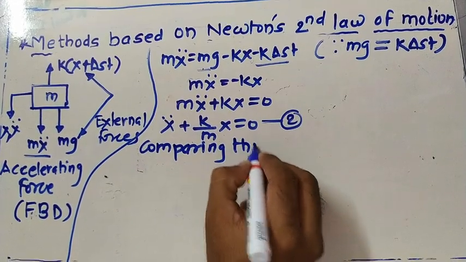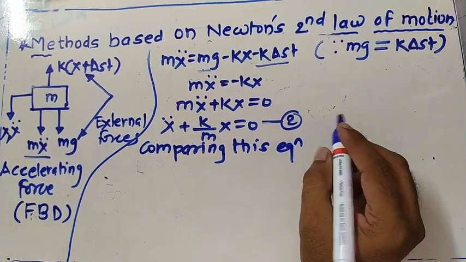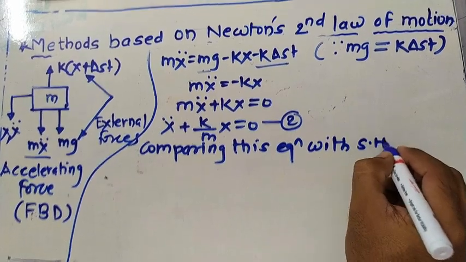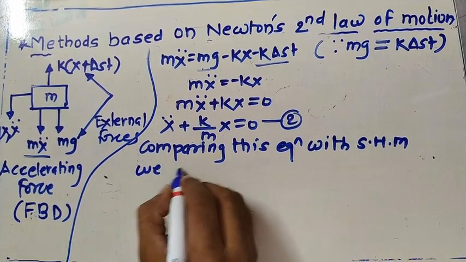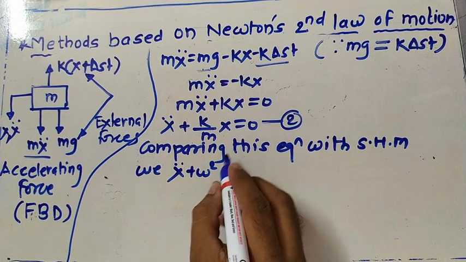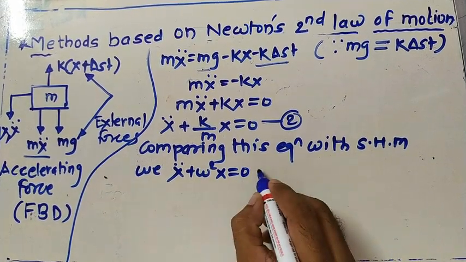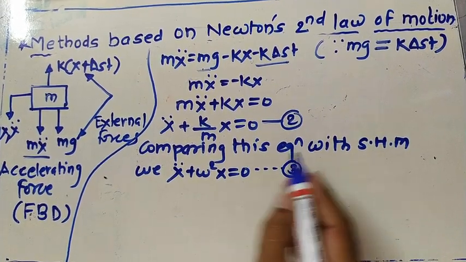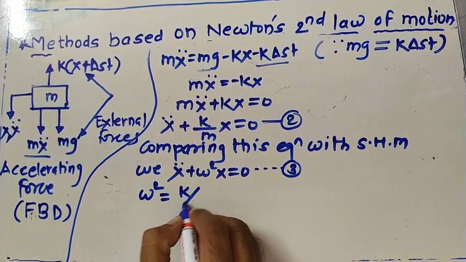Comparing this equation with simple harmonic motion, we know x double dot plus omega square x equals 0, as per our previous discussion, equation number 3. Just compare equation number 2 and equation number 3. What do we get here? We get omega square equals to k divided by m.